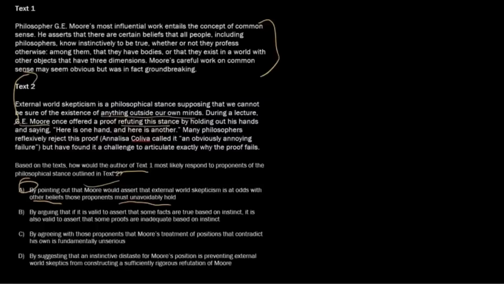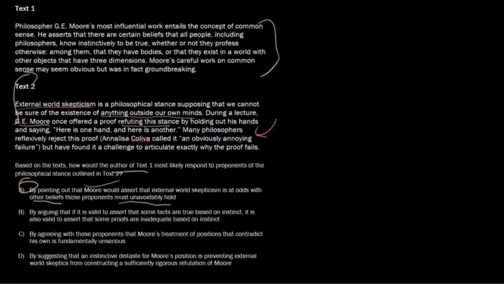All right, why is this? Because Moore is asserting, right, that to even think about external world skepticism, you can't be sure of anything. To be sure of anything, you need to have your basis. You need to be sure of something to be sure of anything, right? So I would say this is A.